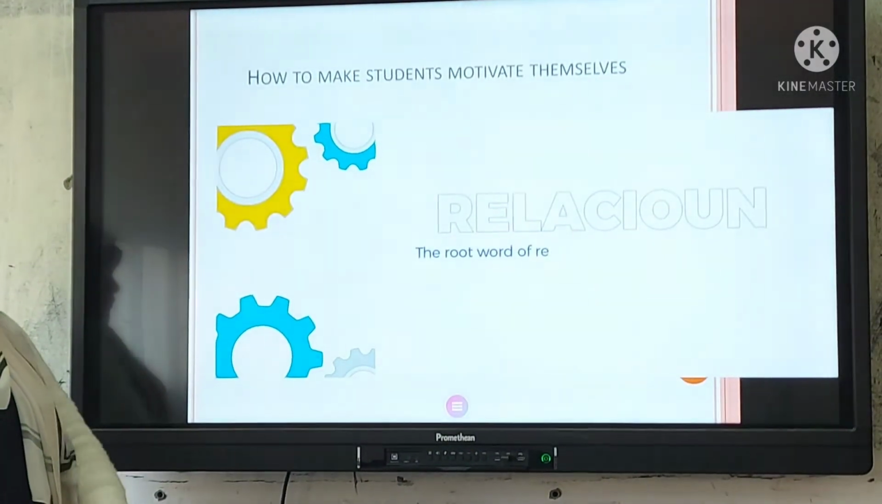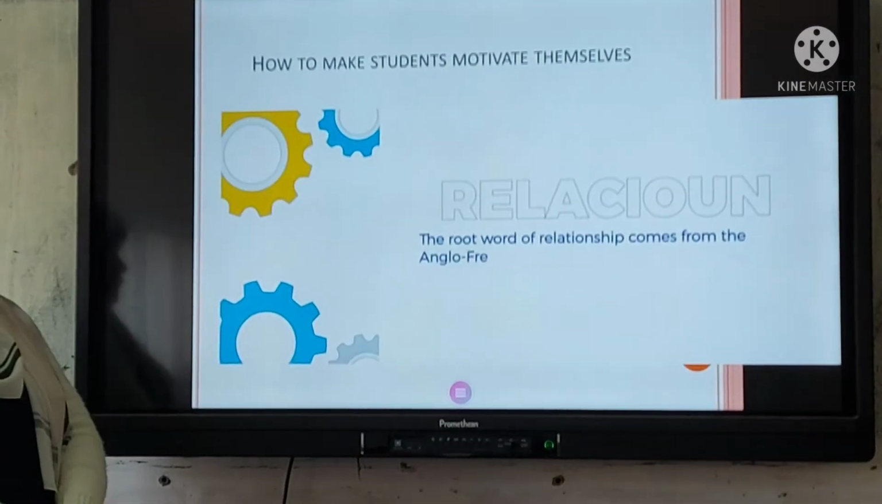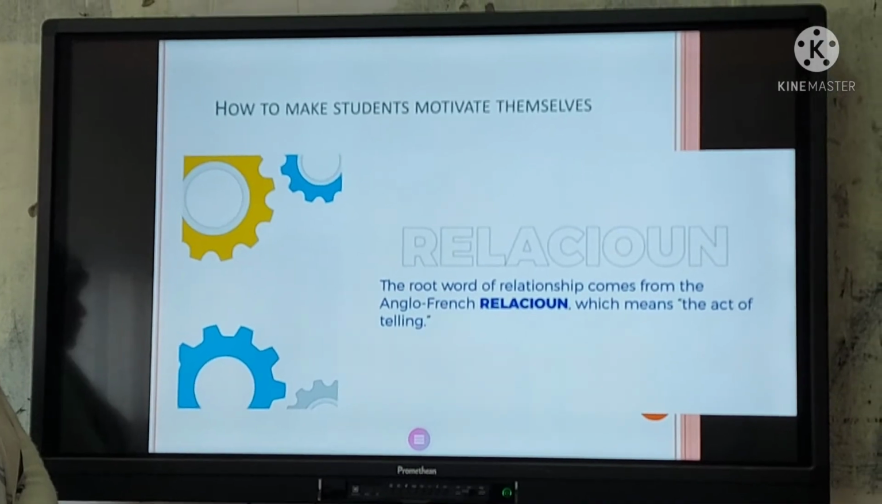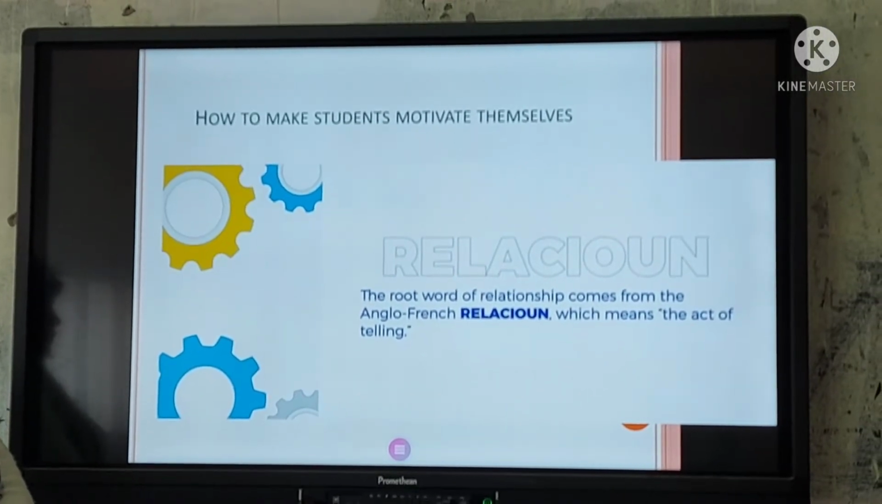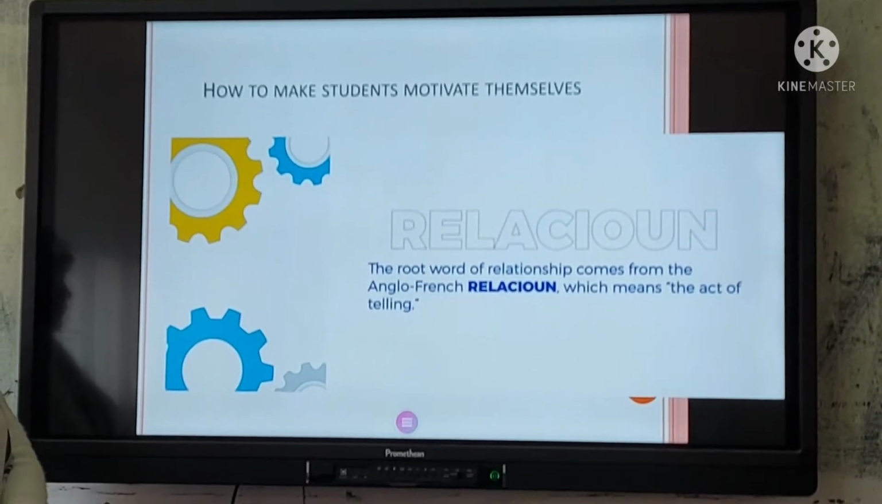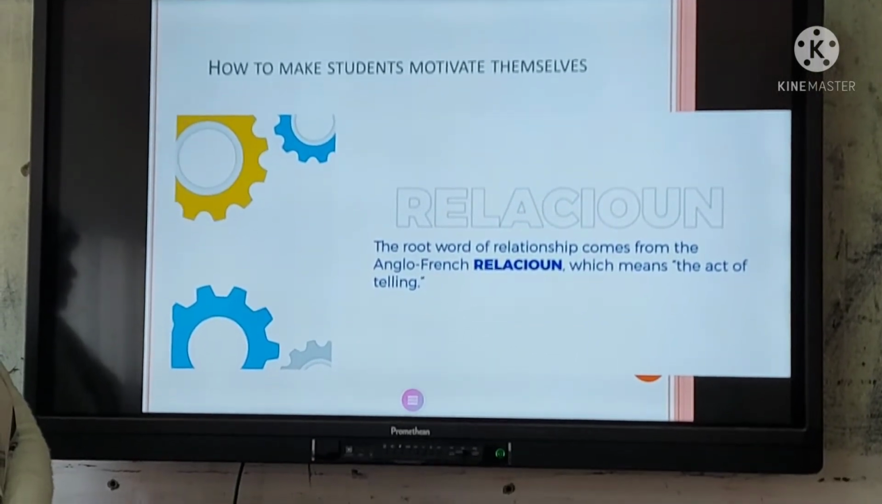The root word of relationship comes from the Anglo-French relation, which means the act of telling. Creating a classroom environment where we are actively telling each other with words and actions that we care can go a long way towards building intrinsic motivation to learn.